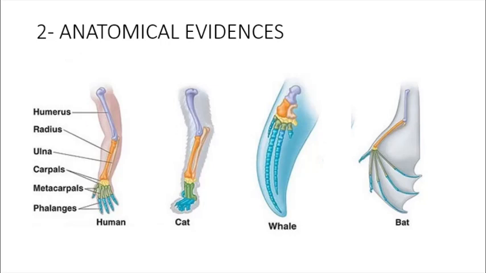Each of them uses the structures differently, but there are similarities in the structures of bones and bony joints in the organs of each of these animals. This indicates that they may have a common ancestor.